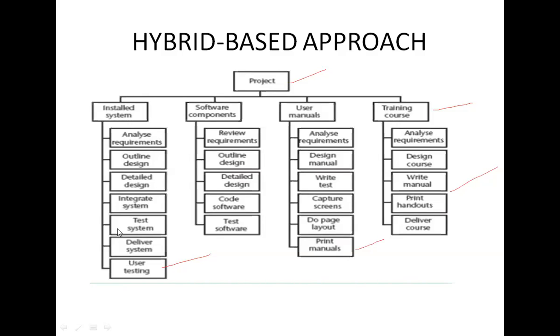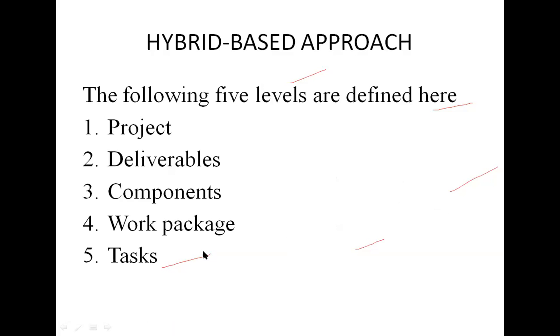So this is the pictorial representation of the hybrid-based approach model. It consists of 5 levels: level 1 project, level 2 deliverables, level 3 components, level 4 work package, and the last one, task, assigned to a single person. Task means assigned to a single person. Clear?